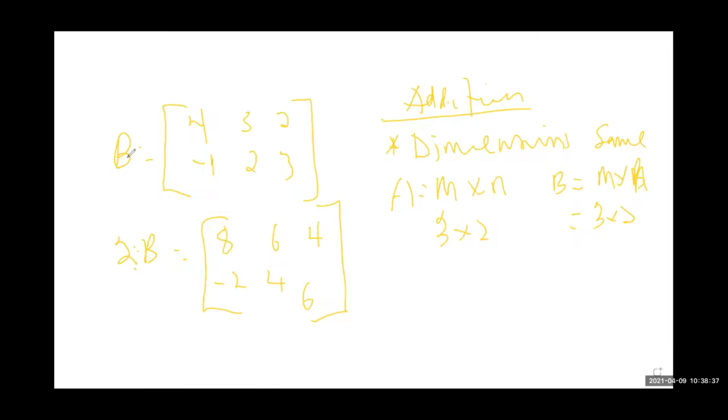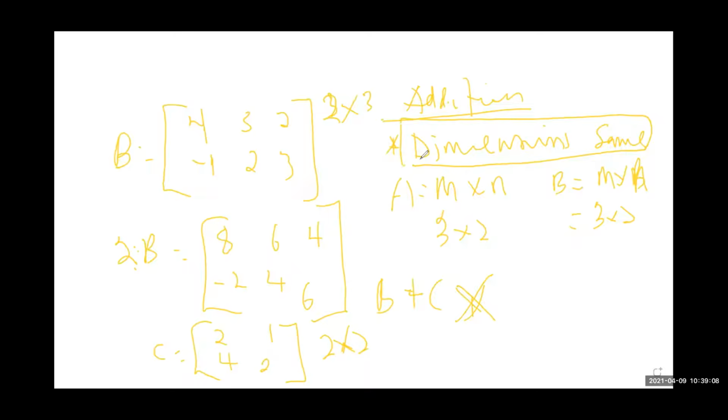So if I have matrix B and I have matrix C here, 2, 1, 4, 2, and I want to do B plus what? C. It says that their dimensions should be the same. This is a 2 by 3 matrix. This is a 2 by 2 what? Matrix. I cannot add matrices B and C because their dimensions are not the same. Please note that for addition, ensure the dimensions are the same.